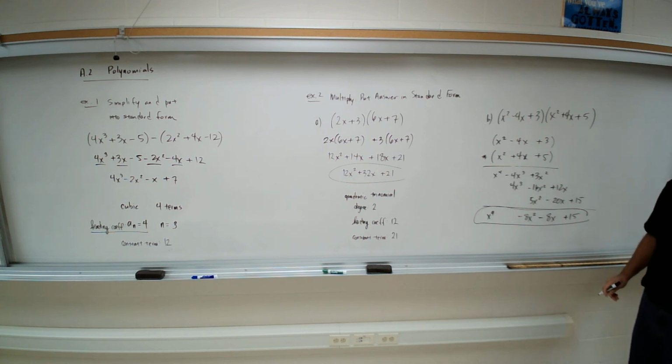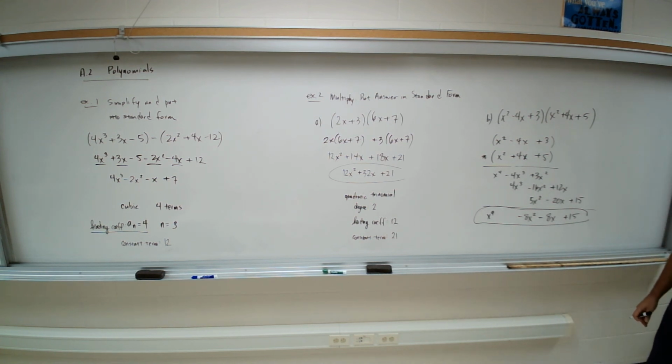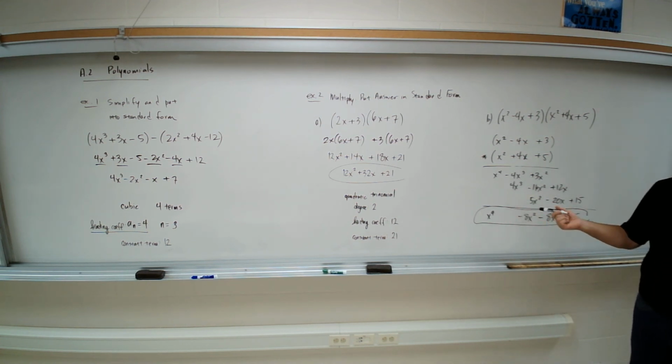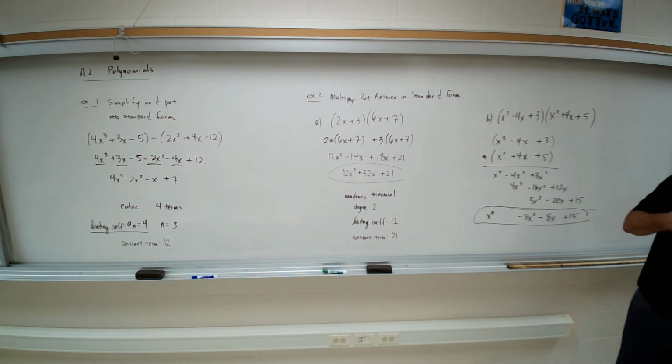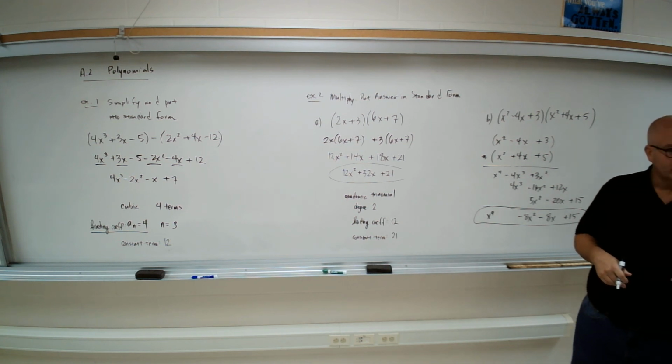A fourth degree polynomial with 4 terms. Notice the cubic term's missing. If you needed to write the coefficients, like if you're doing synthetic division, remember you put a 0 there for it, but we don't put it there.